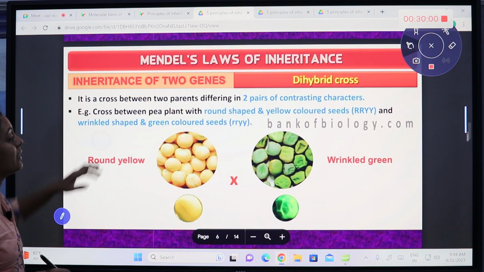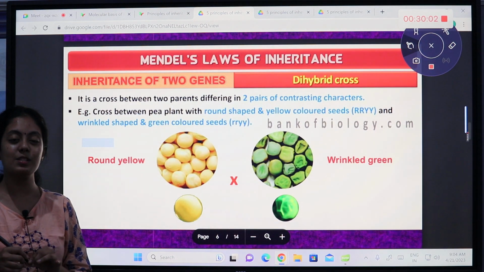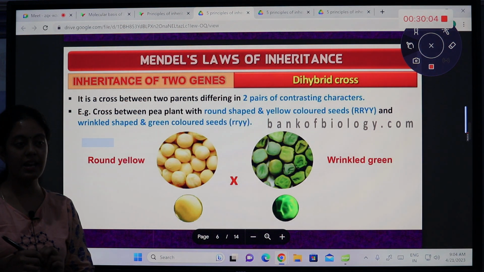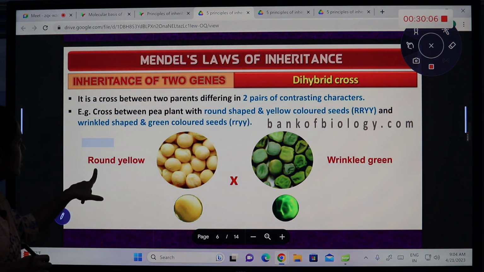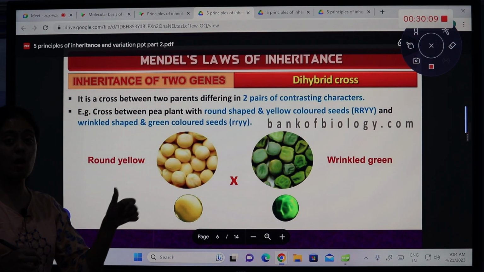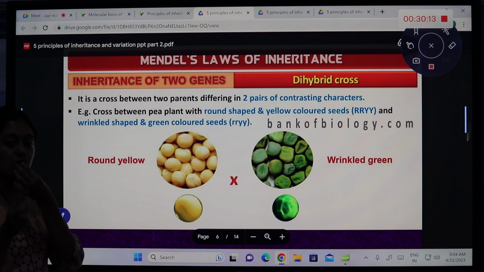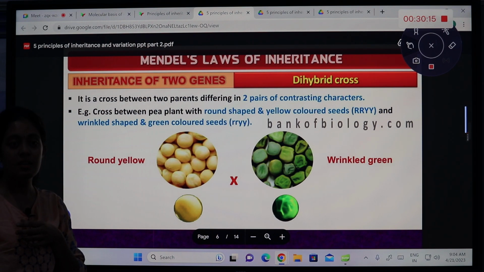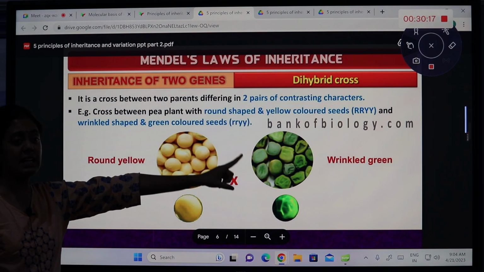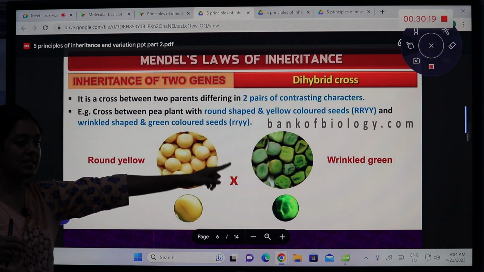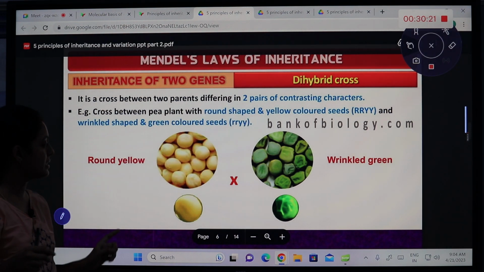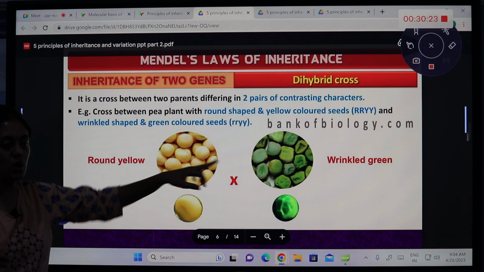Now we'll move on to the dihybrid cross. Dihybrid cross means two characters, correct? Here they have taken round and yellow. Round is the shape of the seed. Yellow is the color of the seed. So don't you think there are two characters? Similarly here, wrinkled is the shape of the seed. Green is the color of the seed. So these are the phenotypes.